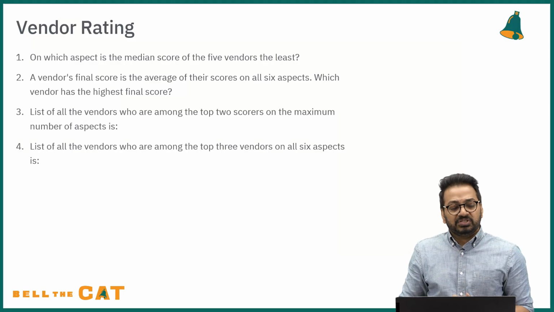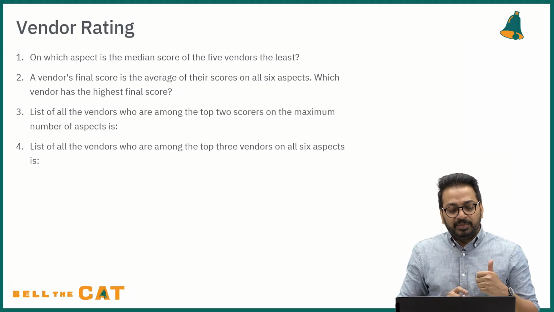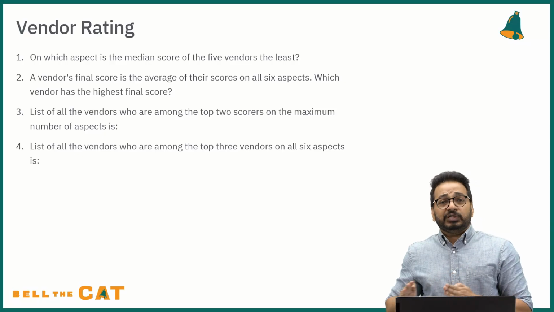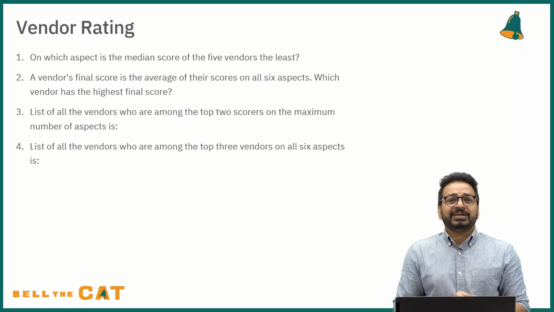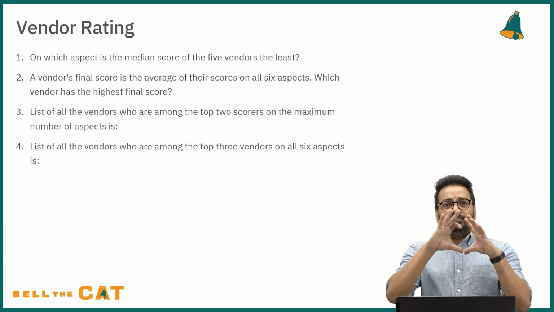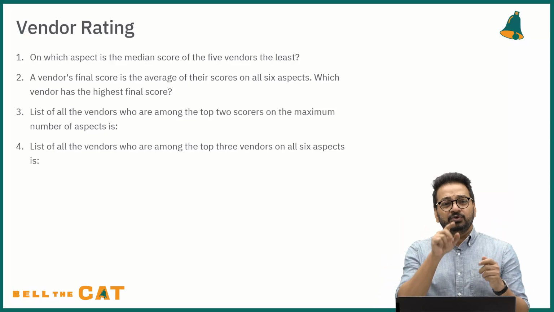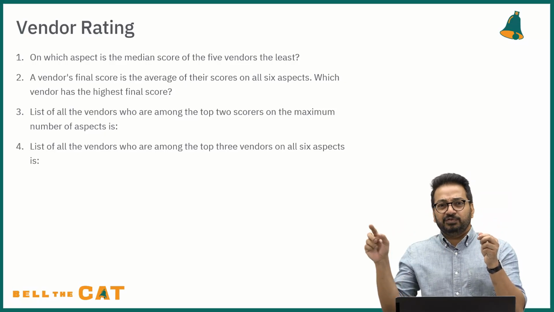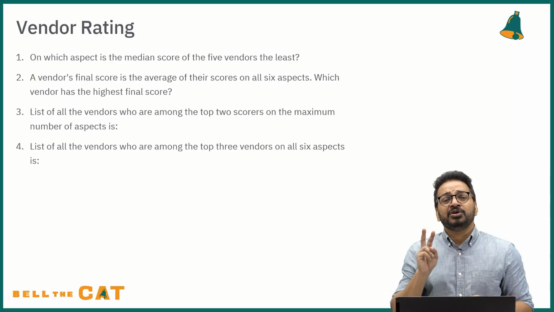So next question, list of all vendors who are among the top 3 vendors on all 6 aspects. Who are the vendors in the top 3 is one question. Who are the vendors in the top 2 is another question. What do you know from this? For these 2 questions, without calculating the actual value, only by looking and saying for every vendor whether he is first, second, third, fourth, fifth, you can get 6 marks and you can leave.